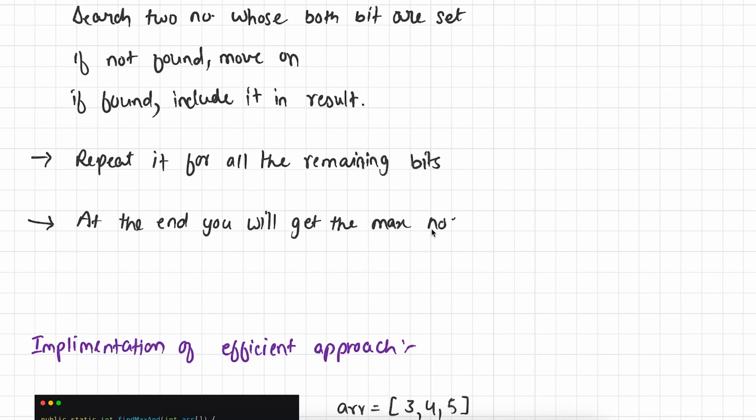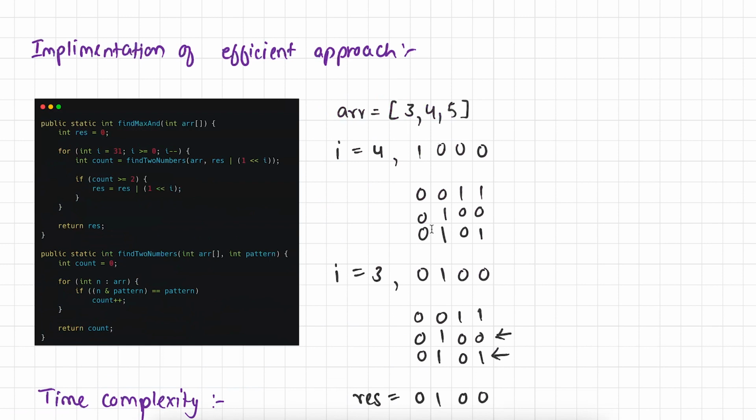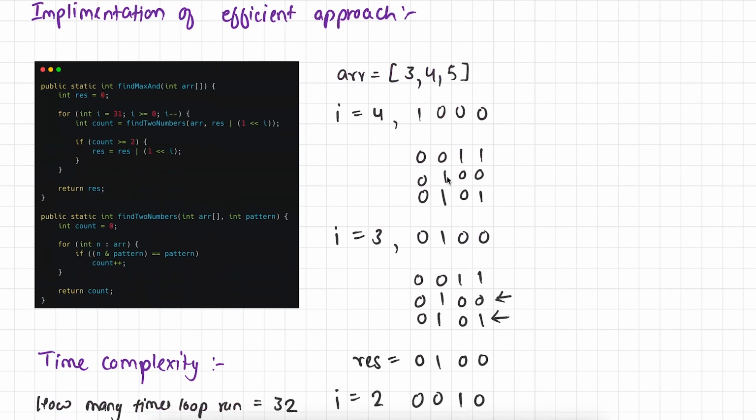Okay, moving on. So this is the implementation of the efficient approach. What we are doing in this approach is, we have a function. This function takes an array as input. We are initializing the result variable with 0. And then we are running a loop from 31 to 0 in reverse order. Why? Because in Java there are 32 bits in integers. So we are going to set the 31st bit first, and then we move on to the 30th, then 29th, then 28th.